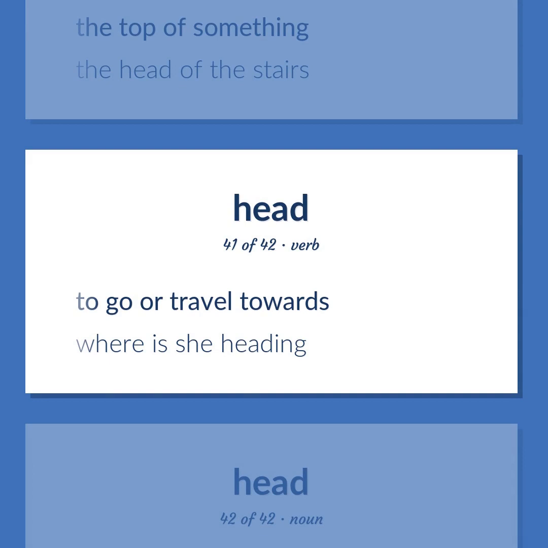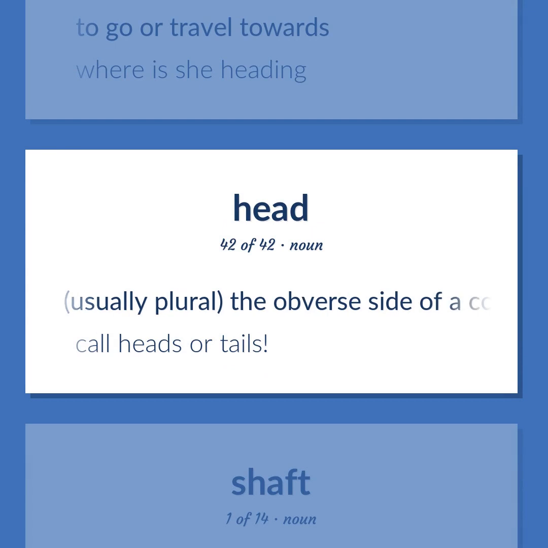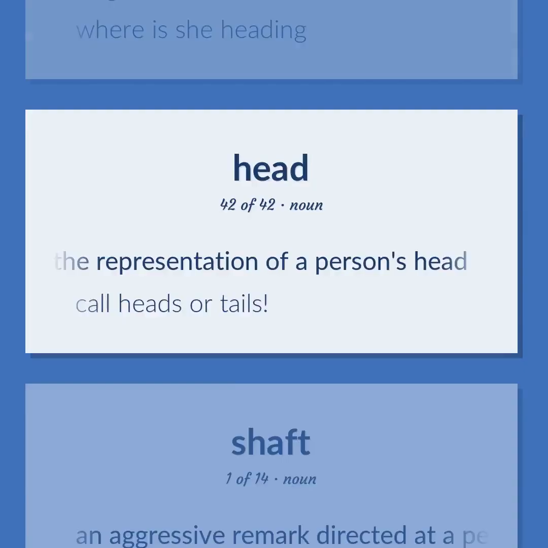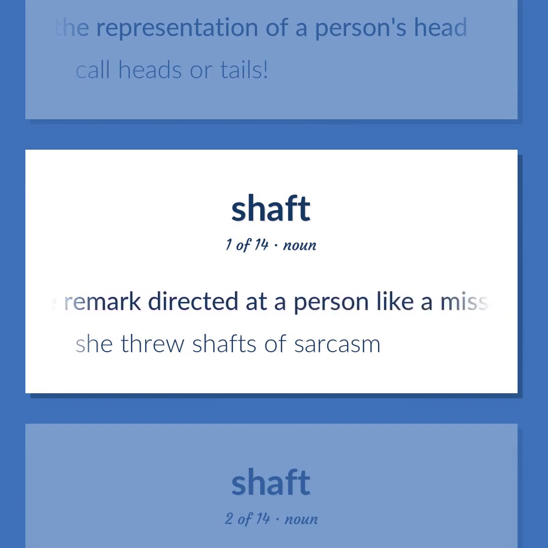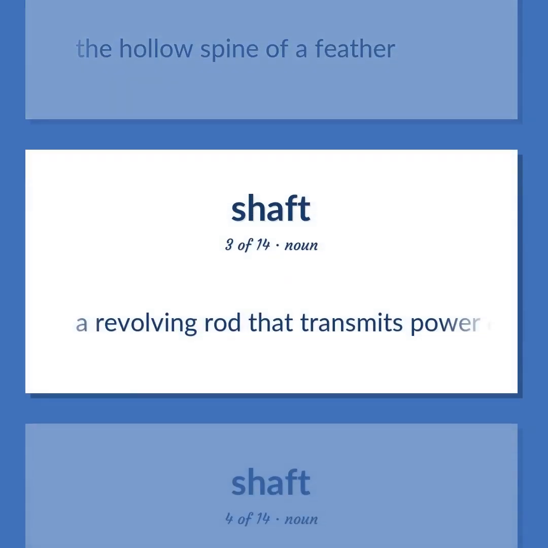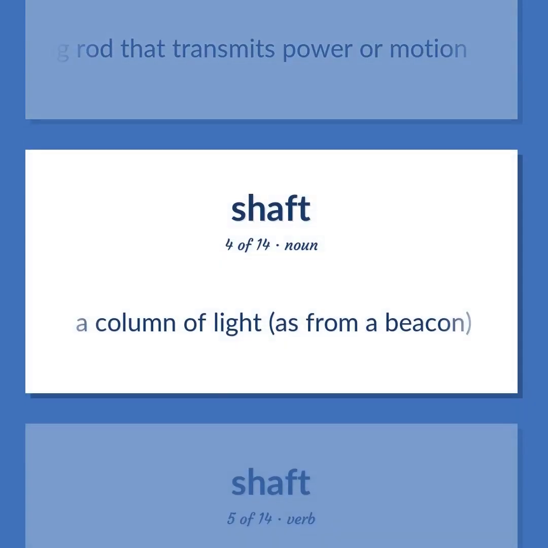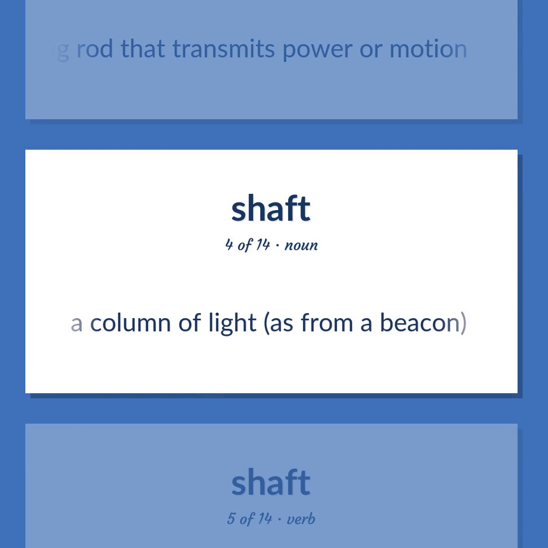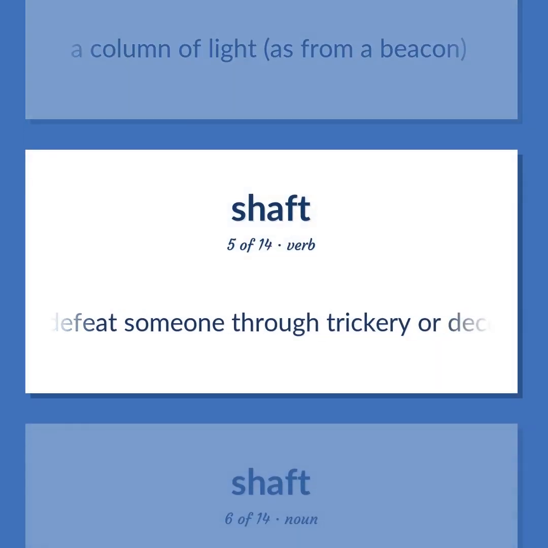To go or travel towards. Where is she heading? Usually plural, the obverse side of a coin that usually bears the representation of a person's head. Call heads or tails. An aggressive remark directed at a person like a missile and intended to have a telling effect. She threw shafts of sarcasm. The hollow spine of a feather. A revolving rod that transmits power or motion. A column of light, as from a beacon. Defeat someone through trickery or deceit.